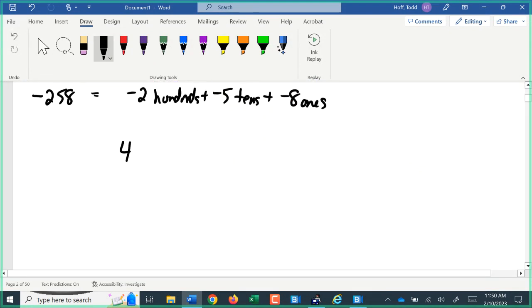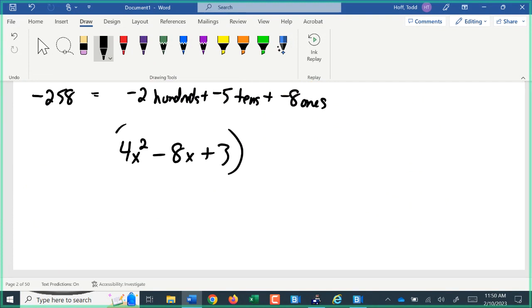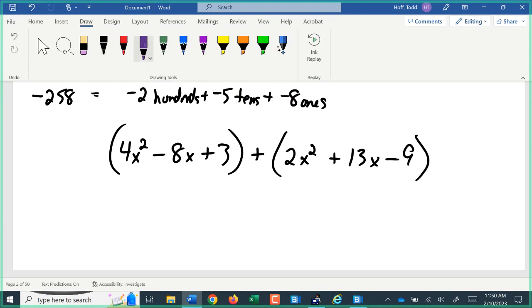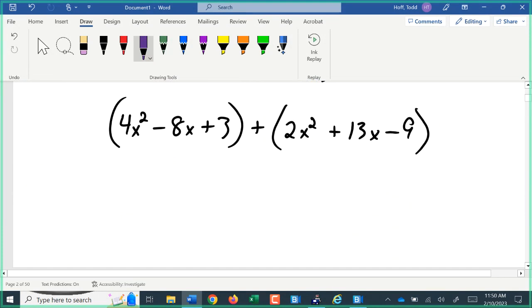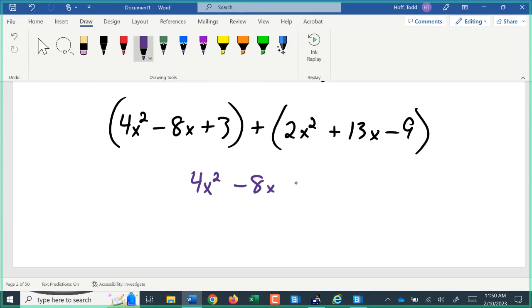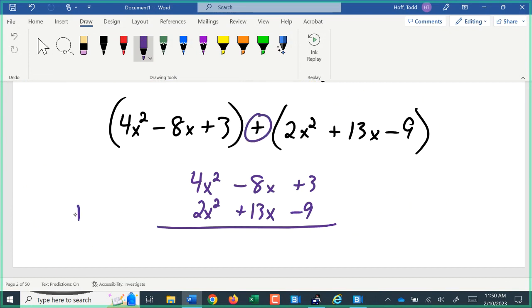We might have 4x squared minus 8x plus 3. And we're going to add that to 2x squared plus 13x minus 9. And again, we're going to set it up, lining it up like we would whole numbers. So we recopy 4x squared, negative 8x, positive 3 ones. Put the 2x squared under the 4x squared, the positive 13x under the negative 8x, and the negative 9 ones under the positive 3 ones. And we are adding down our columns here.